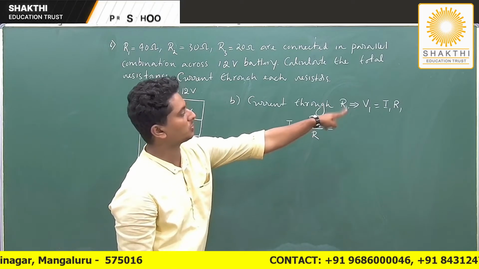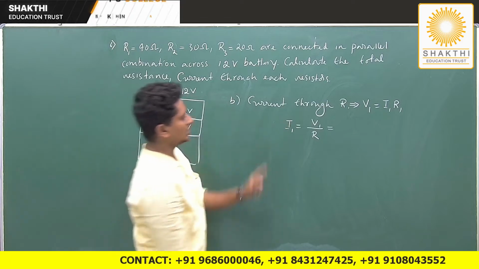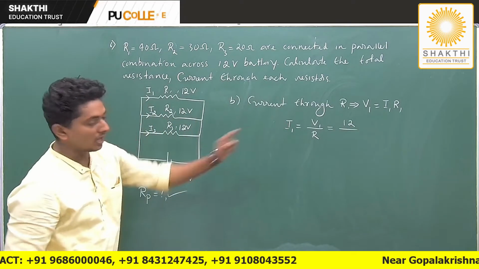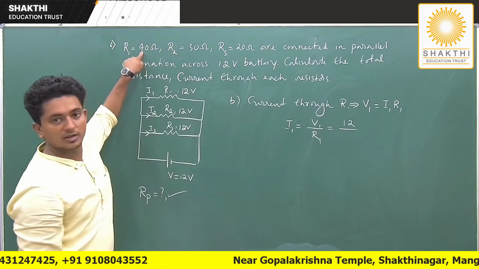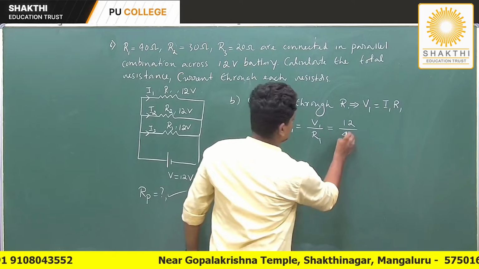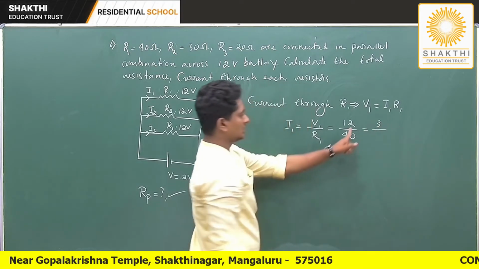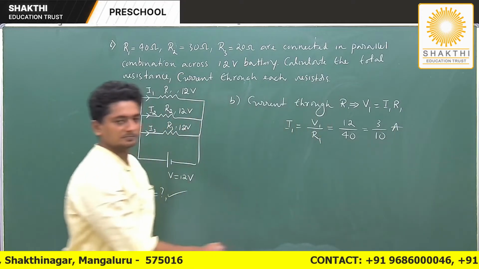V1 will be I1 into R1. V1 is nothing but this potential, which is nothing but 12, divided by R. Here R is nothing but R1, which is 40. You can simplify: 4 3s are 12, 4 10s are 40. So this is your current.